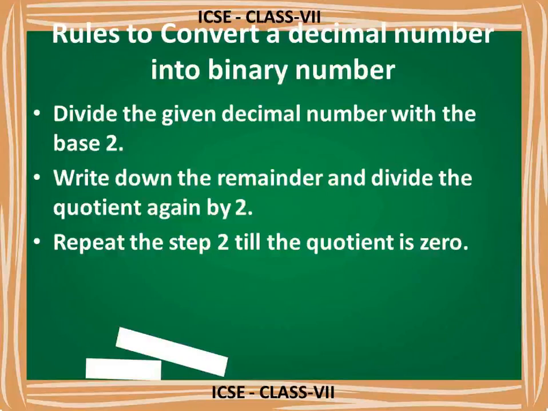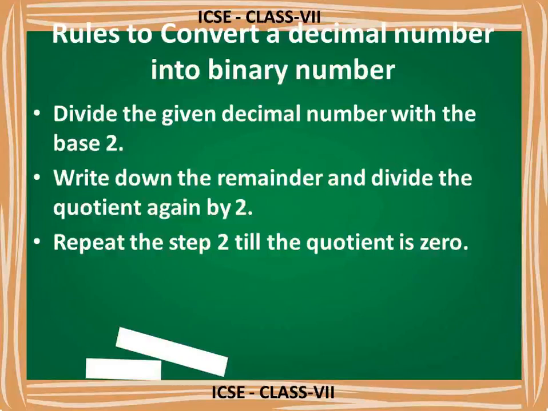If you are getting 0, then you have to write 0, don't leave it. If the remainder is 0, don't leave it, you have to mention that 0 also. You are going to get only 1 or 0, only these 2 digits as a remainder. Repeat step 2 till the quotient is 0. So you have to repeat that continuously until you get the last digit, 1 or 0. Understood? The division process has to be continuous.